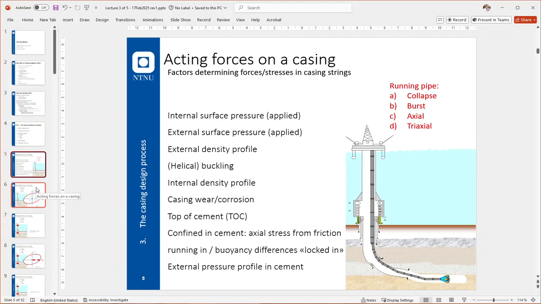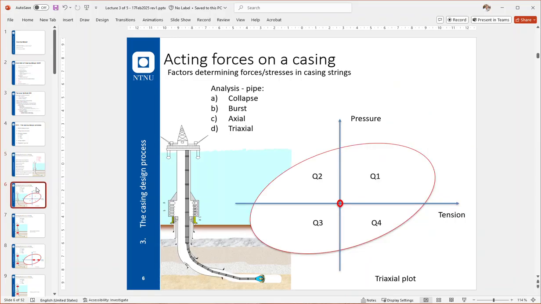All right, we are changing the topic now and looking into the acting forces. What gives us collapse, burst, axial forces, and what is actually the physical case in more or less absolutely all scenarios: a combination of them, which we call triaxial. What we see on the right is a triaxial analysis plot. This you saw earlier. We call it the von Mises plot.